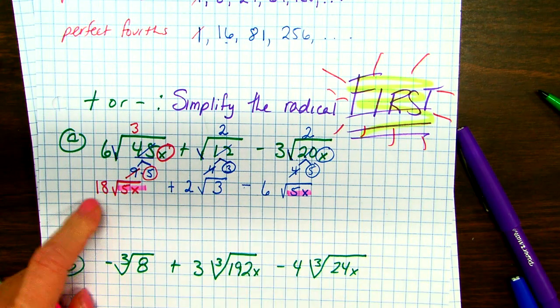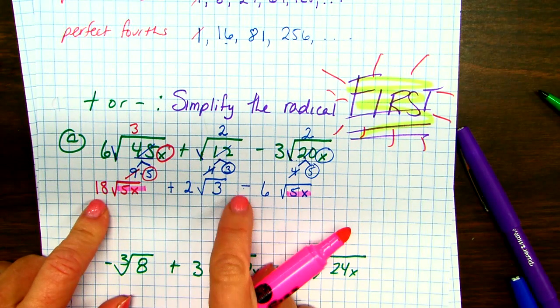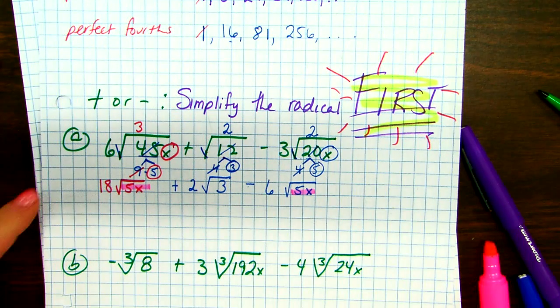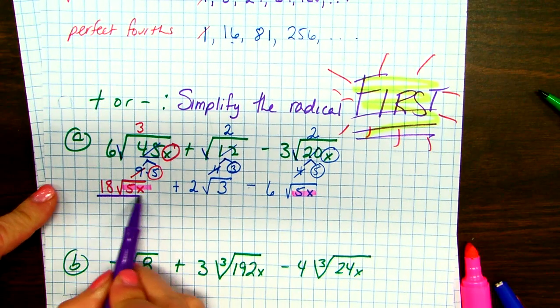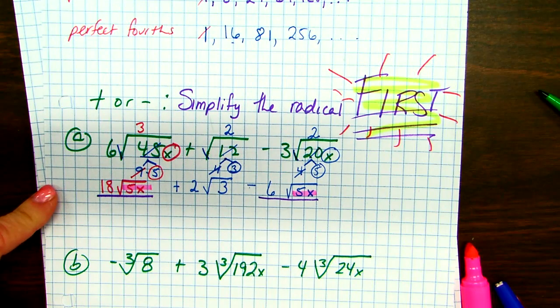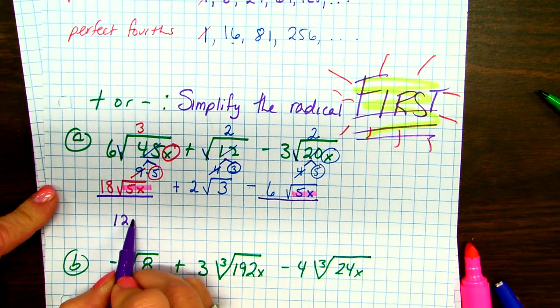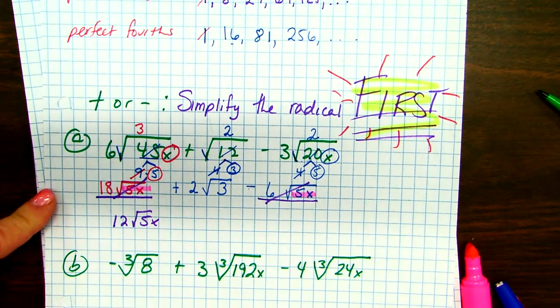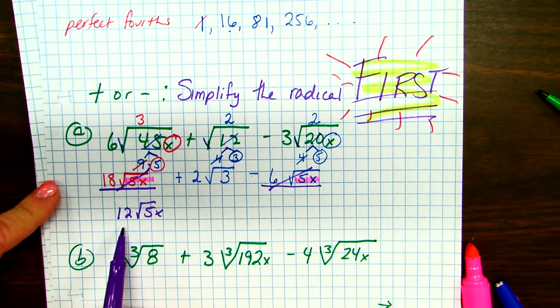It's like if you had just an x there. If this was 18x minus 6x, we'd have 12x. We don't do anything to the x. Same thing here. I have 18 square roots of 5x minus 6 square roots of 5x. That is 12 square roots of 5x. We just combined those two. 18 minus 6 is 12.